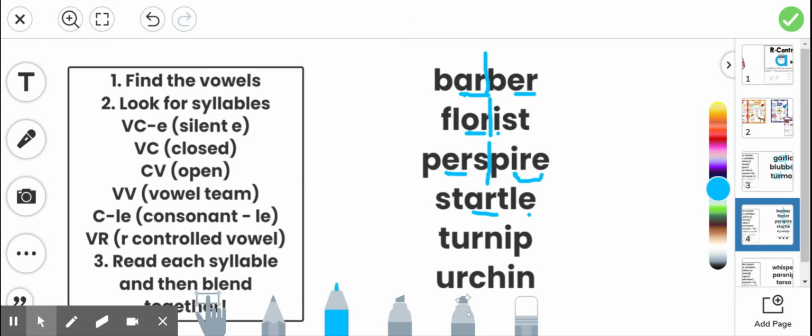Here we have AR and a silent E with the L. Notice this is consonant-LE, so we have to keep consonant-LE together. Startle.